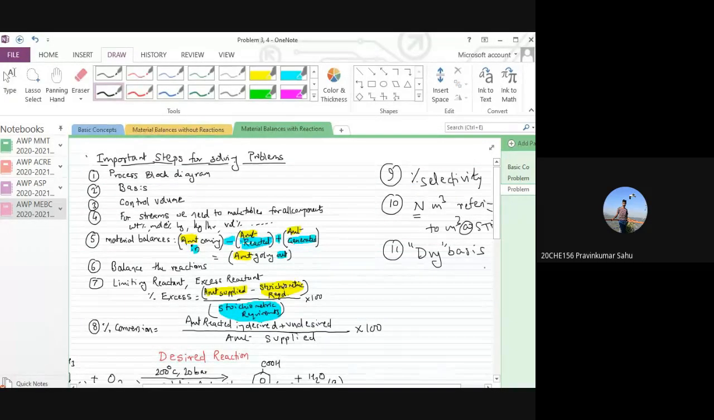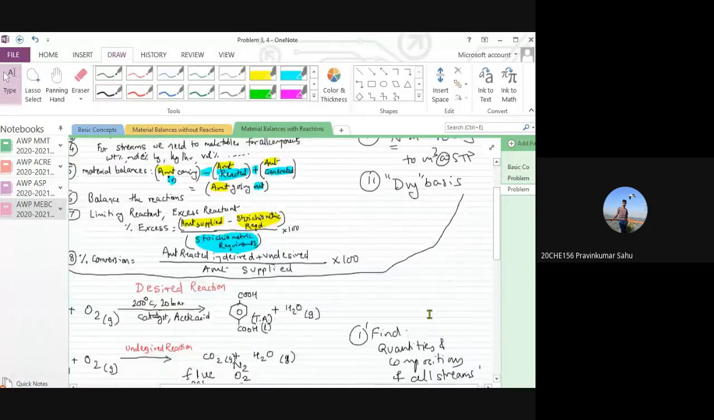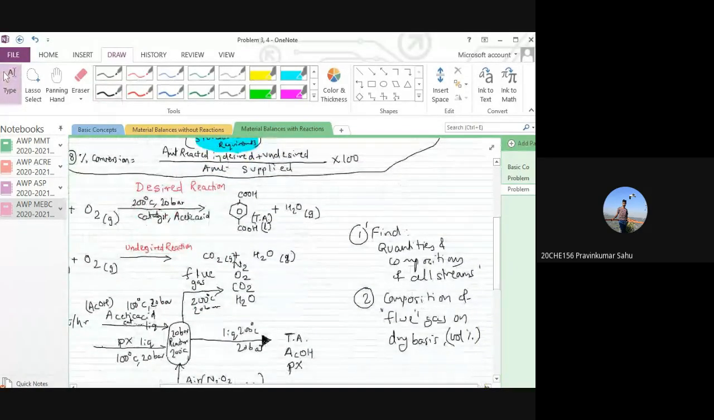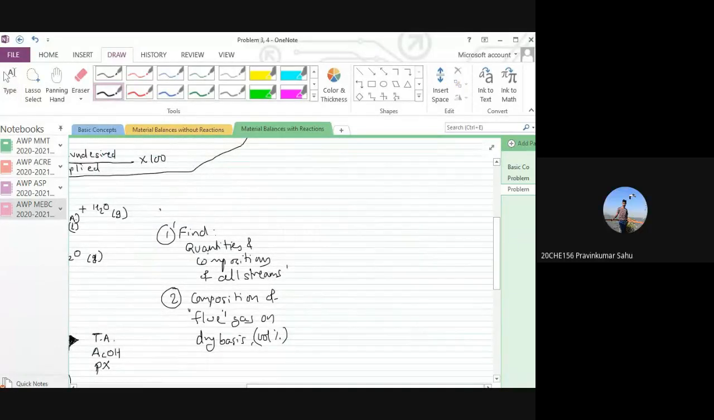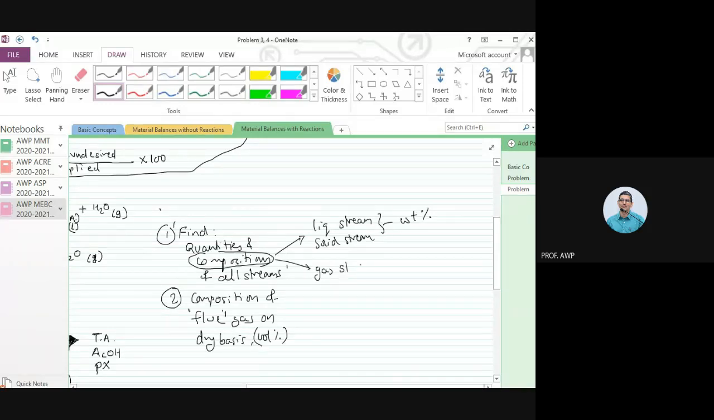Sir, we have to find mole composition, right? Or weight composition, of what? When I say this stream, the quantities and compositions, if it's a liquid stream or a solid stream, that composition we will usually write in terms of weight percent. And if it is a gaseous stream, we will write the compositions usually on a dry basis in volume percent. It is a standard practice. But yes, good that you asked.